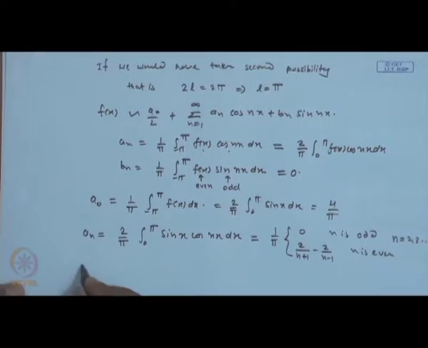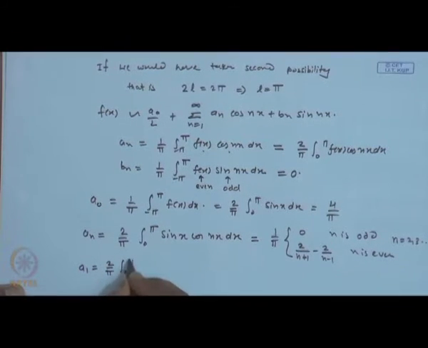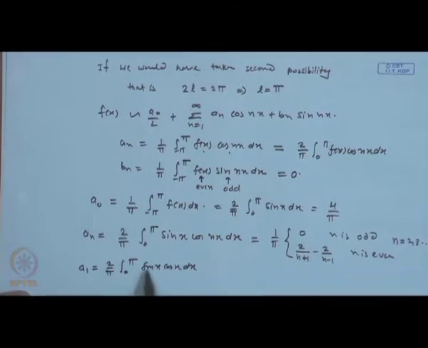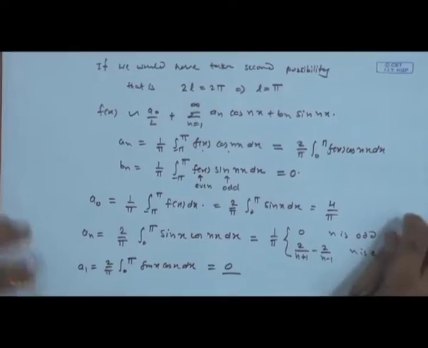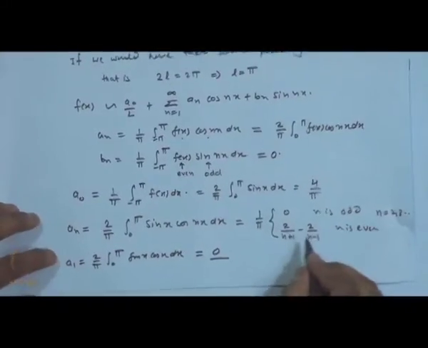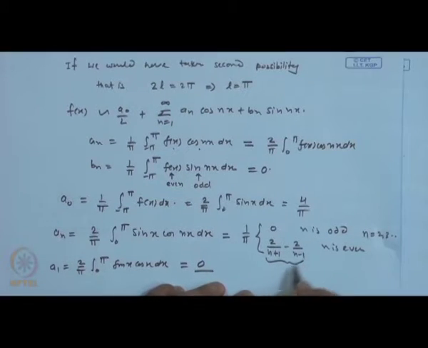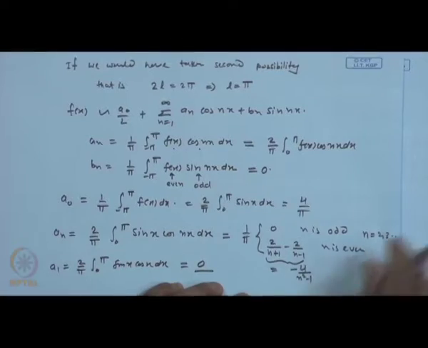So, again for a 1 we need to calculate, and that is 2 over pi, 0 to pi, sin x cos x dx. So, 2 times sin x cos x will be sin 2 x, then cos 2 x over 2. So, this will be again 0. So, what will be the Fourier series in this case? So, what we have here finally, this is 2n minus 2 and minus 2n minus 2. So, we have minus 4 over n square minus 1.